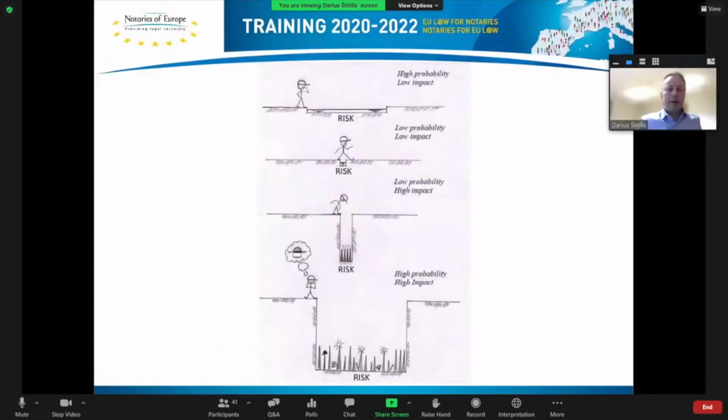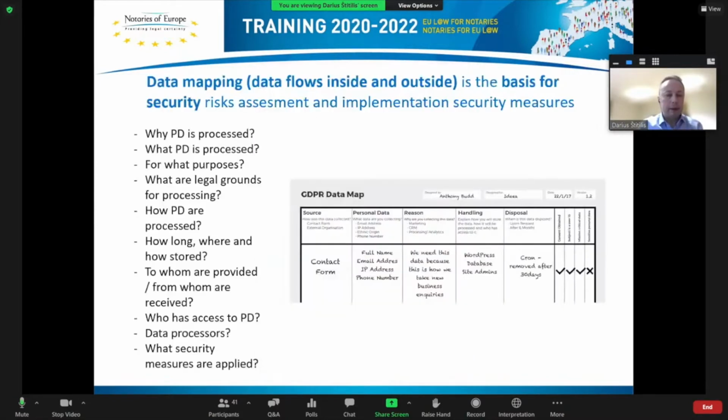So we talked about basic principles of risk assessment, and we can move further. I will shorten some slides in order not to be far behind of time.